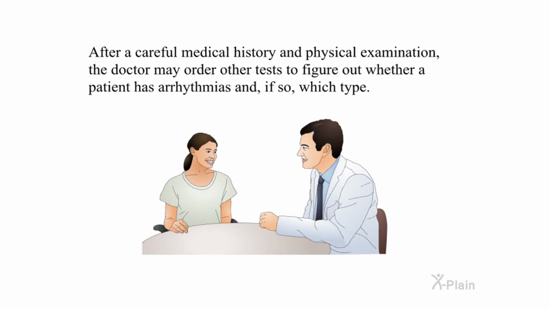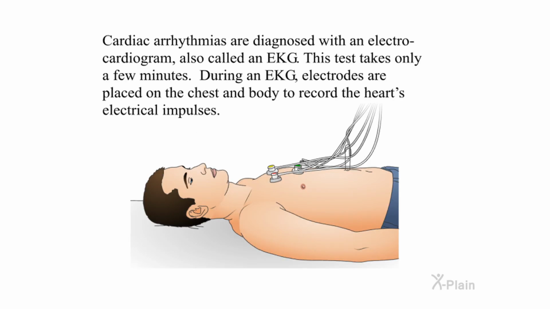Diagnosis. After a careful medical history and physical examination, the doctor may order other tests to figure out whether a patient has arrhythmias and, if so, which type. Cardiac arrhythmias are diagnosed with an electrocardiogram, also called an EKG. This test takes only a few minutes. During an EKG, electrodes are placed on the chest and body to record the heart's electrical impulses.